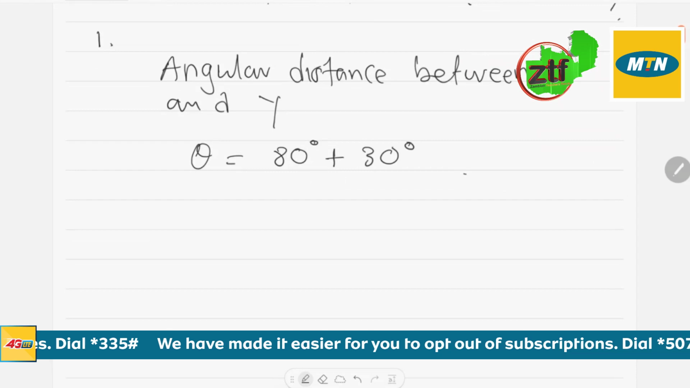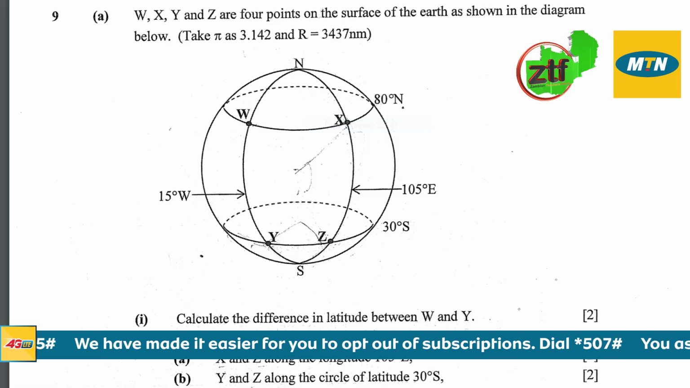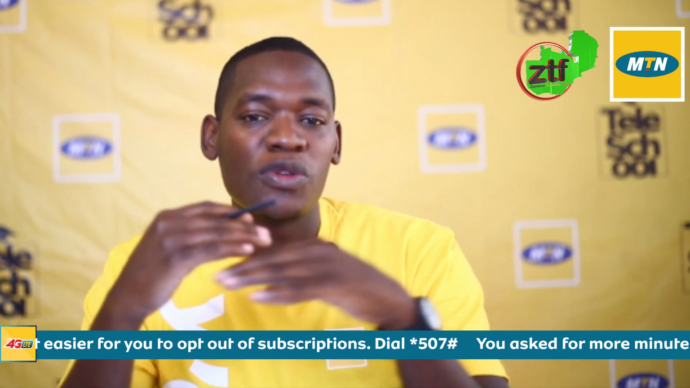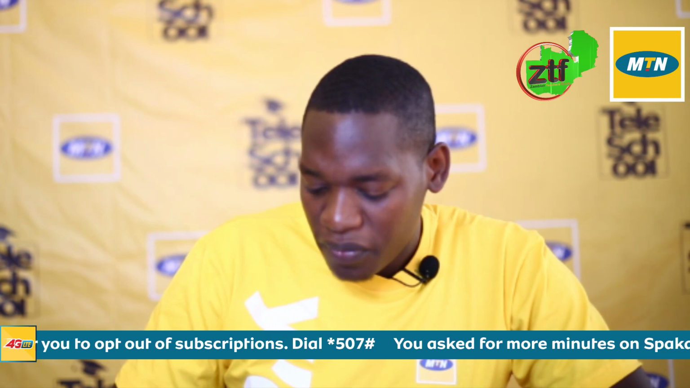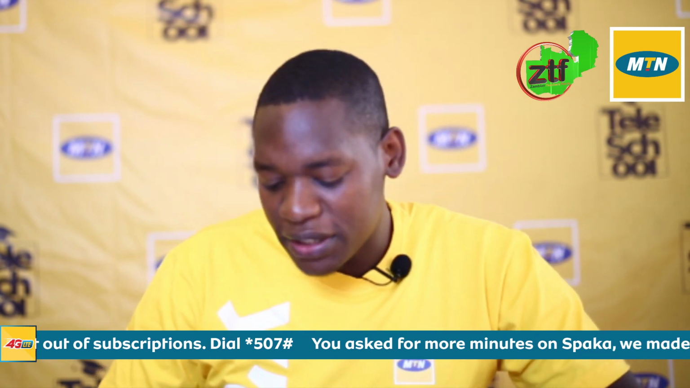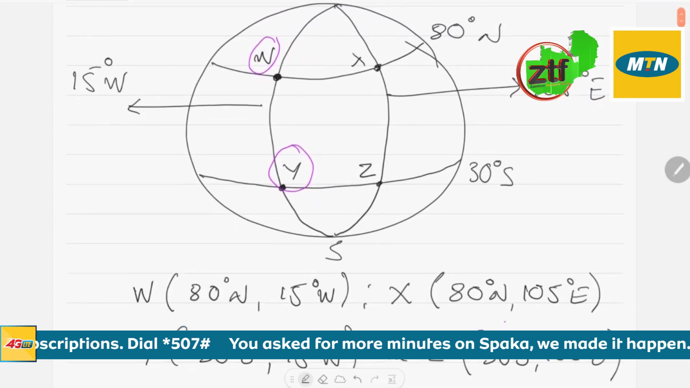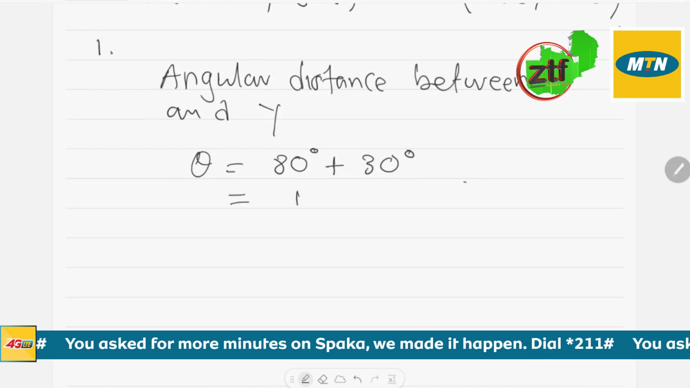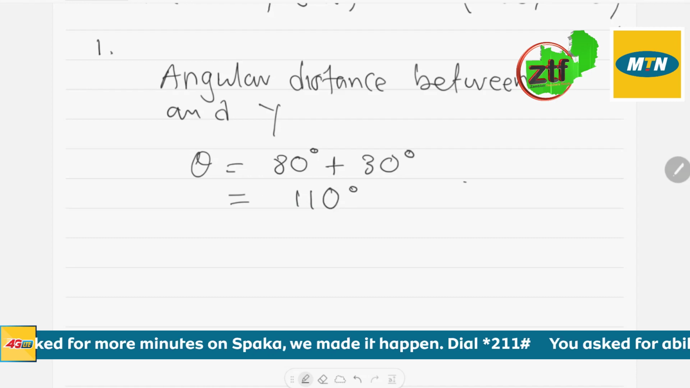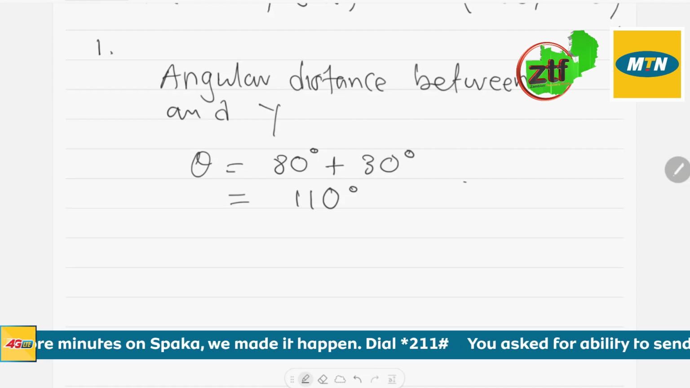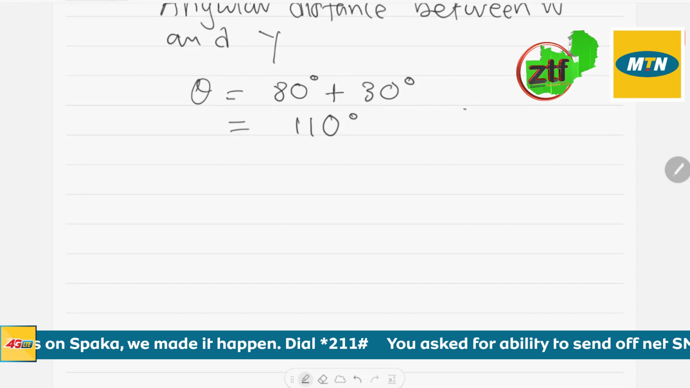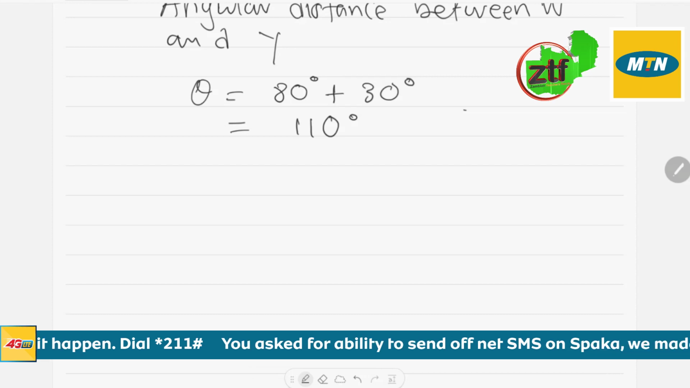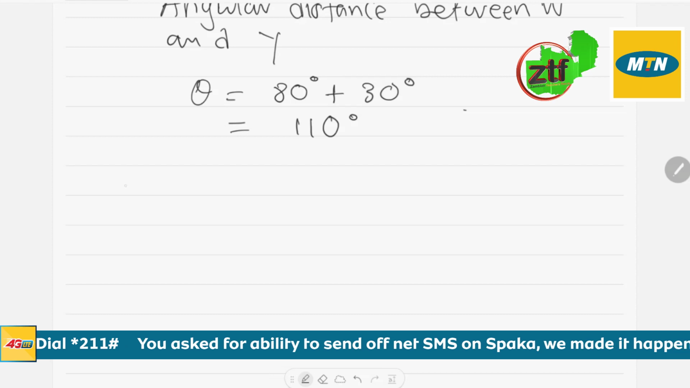You have to bear in mind that when you have 2 points in 2 different hemispheres, then the latitudes will add. When you have 2 points in the same hemisphere, then you subtract. In this case, we have 1 point in the southern hemisphere and the other in the northern part of the equator, which is the upper part of the equator. So we simply add. When you add 80 plus 30, we get 110 degrees. This is the angular distance between W and Y. That is how you find the difference in latitude: it is simply the angular distance between the 2 points.